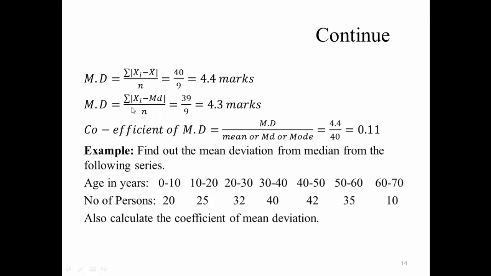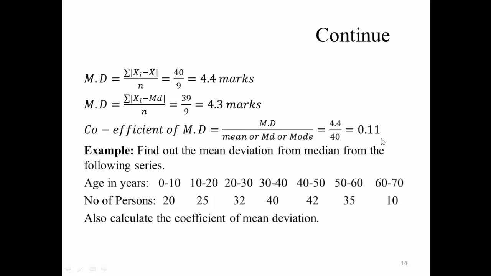Now according to median, the mean deviation sigma of this column you see over here is 39 divided by n, 39 by 9, 4.3. Now the coefficients of mean deviation are the mean deviation divided by mean or median. So the mean deviation 4.4 divided by 40 according to mean, and according to median 4.3 divided by 39. So the mean deviation coefficient is 0.11. So the data is consistent because the amount of dispersion is less.